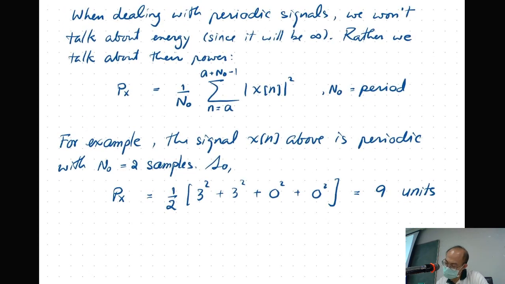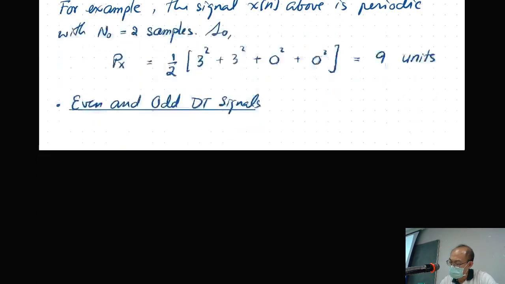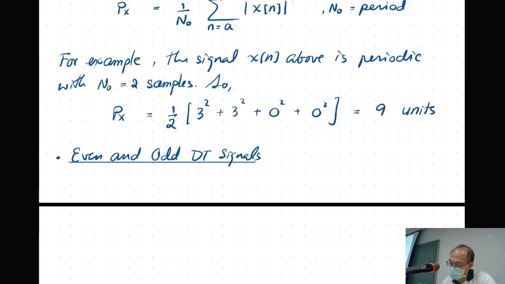All right, so that is not difficult at all. Now the next one has to be even and odd. I'm just going to touch on it because you have already known it, so it is a waste of time to talk about it in detail. Even and odd discrete time signals. What do we mean by even signals and odd signals?